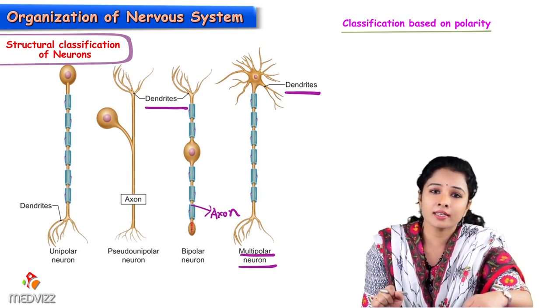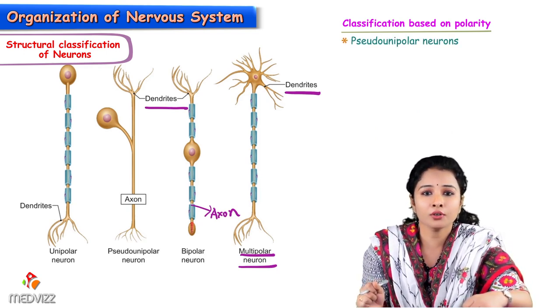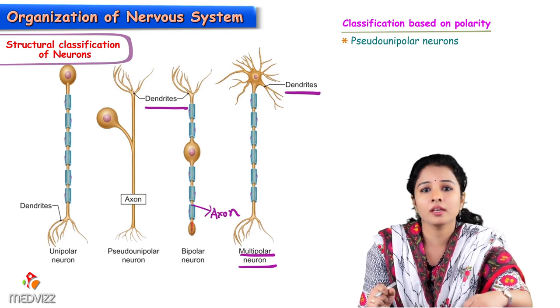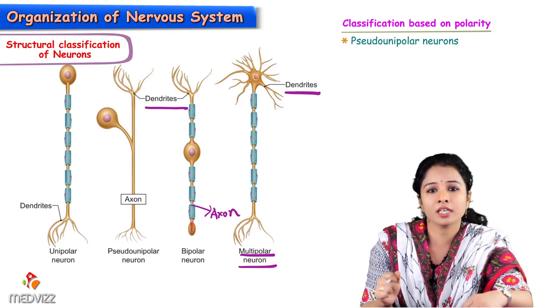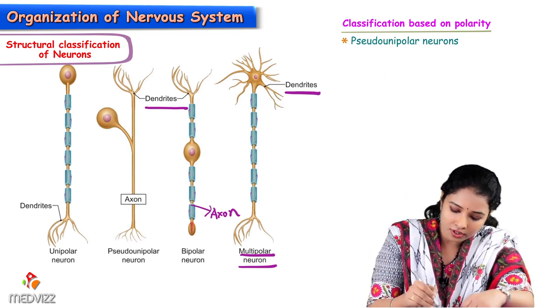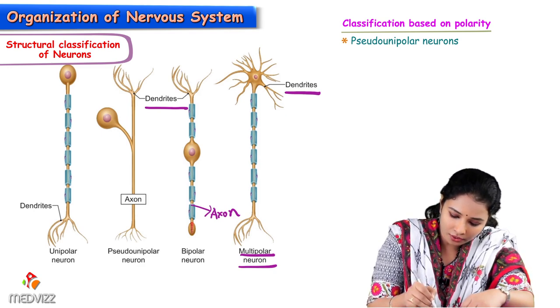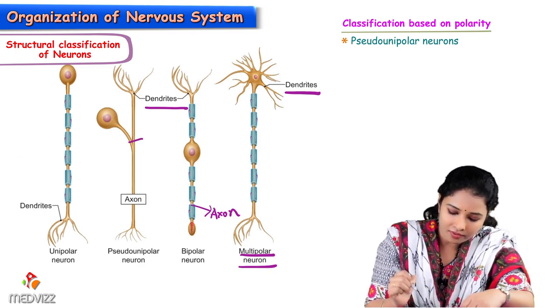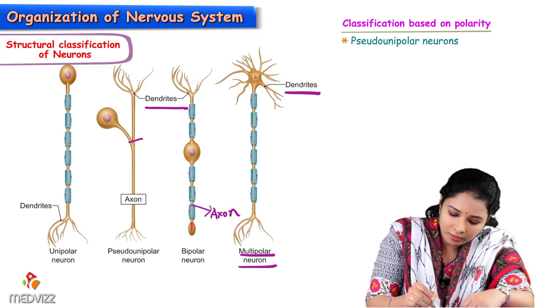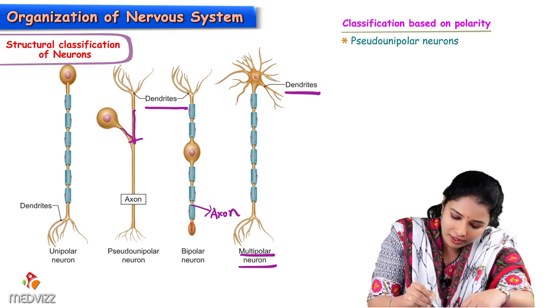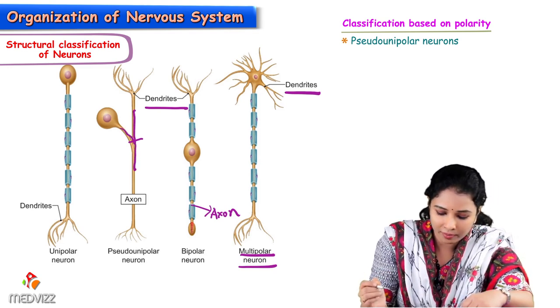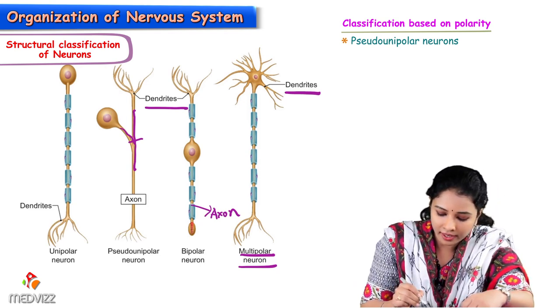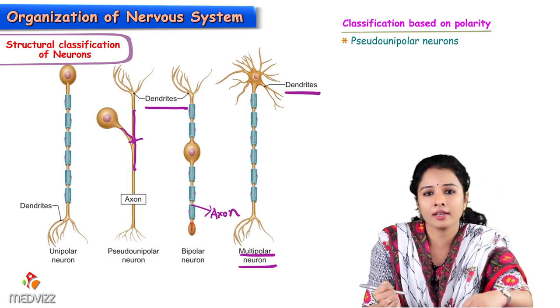The third variety is the pseudo-unipolar neurons. Pseudo-unipolar means false. They have a single process which emerges from the cell body. So this is a pseudo-unipolar neuron which is having a single process, and immediately this single process will split into ascending and descending fibers. One is called the dendrite, the other is called the axon.